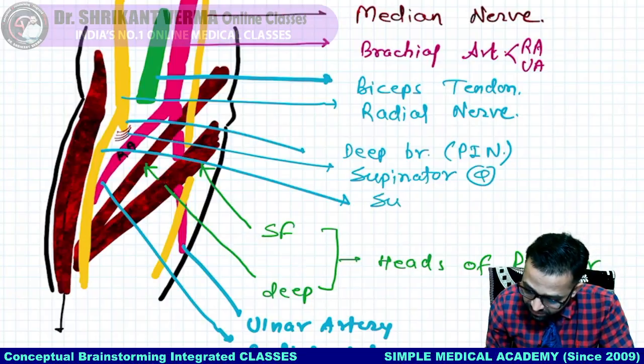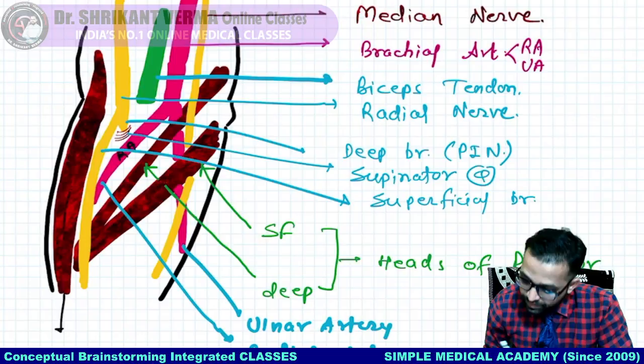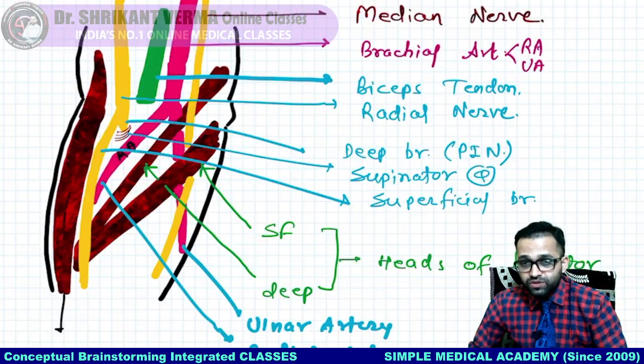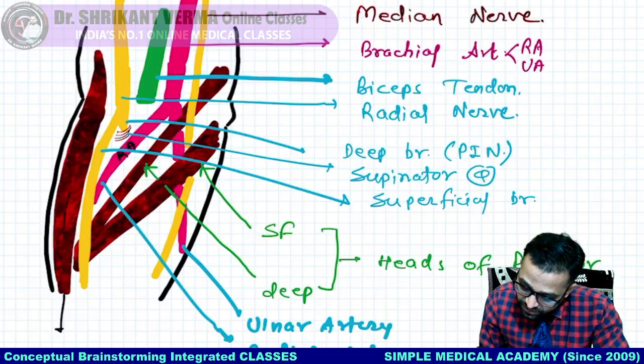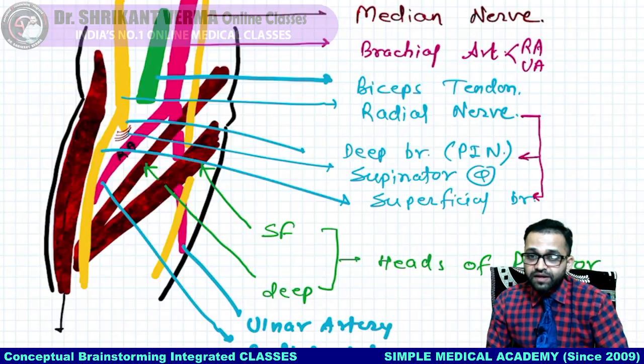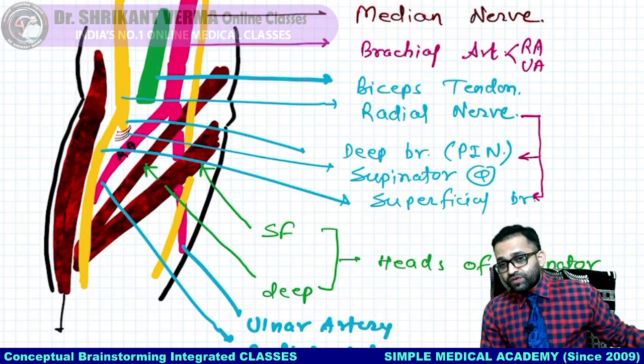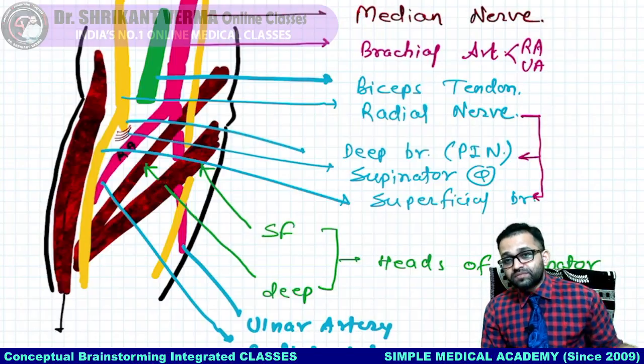This is our superficial branch of the radial nerve. So what you can focus on is that the radial nerve is dividing into the deep branch and the superficial branch. Getting the point? So these are your two different points which you can focus on.